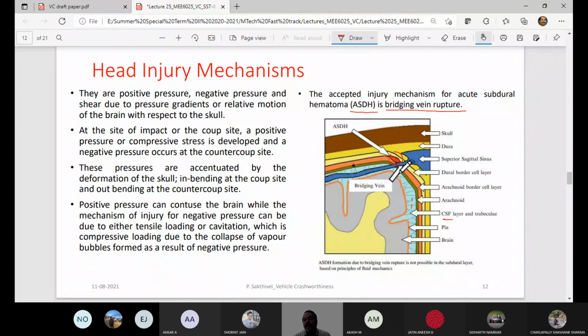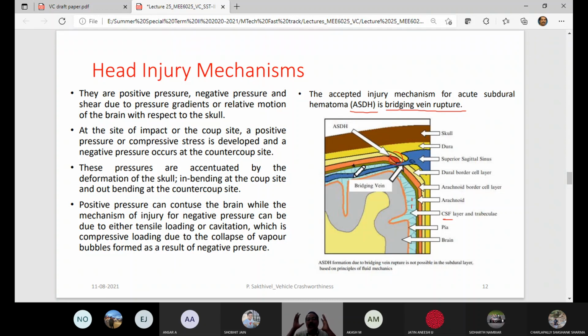And in this, we are looking at the bridging vein rupture, and that's what is causing ASDH. So what is the mechanism behind ASDH? There is positive pressure and negative pressure, and shear due to pressure gradient or relative motion of the brain with respect to the skull, right? This CSF fluid is there, so because of the movement of your brain relative to the skull, you can have positive or negative pressure created.